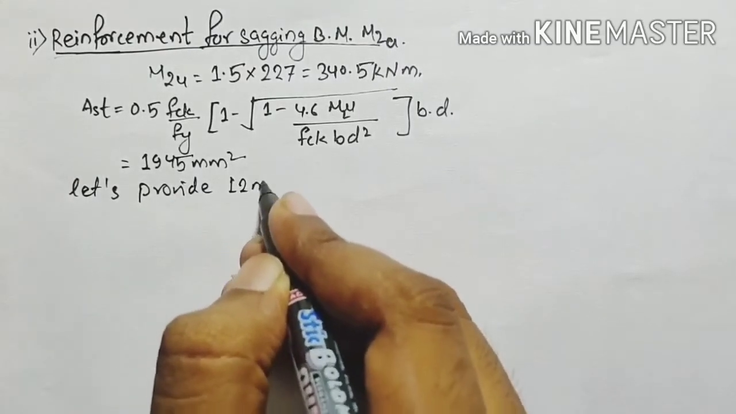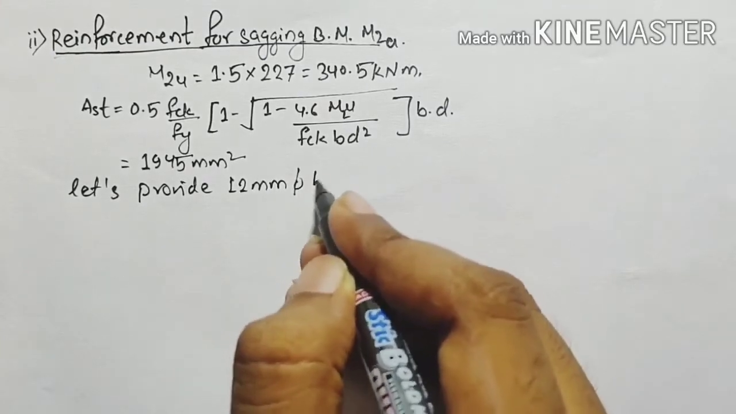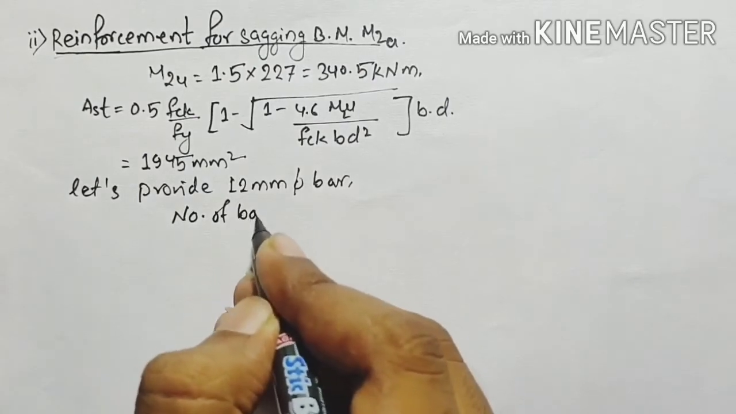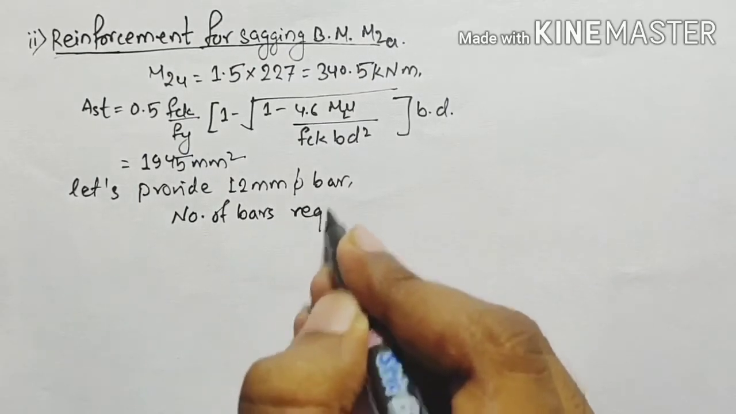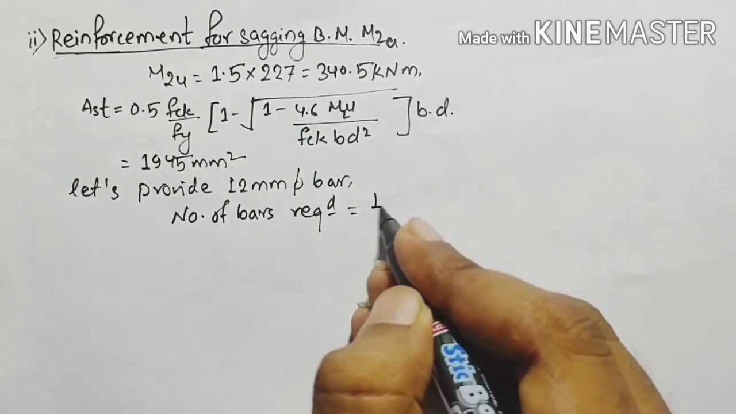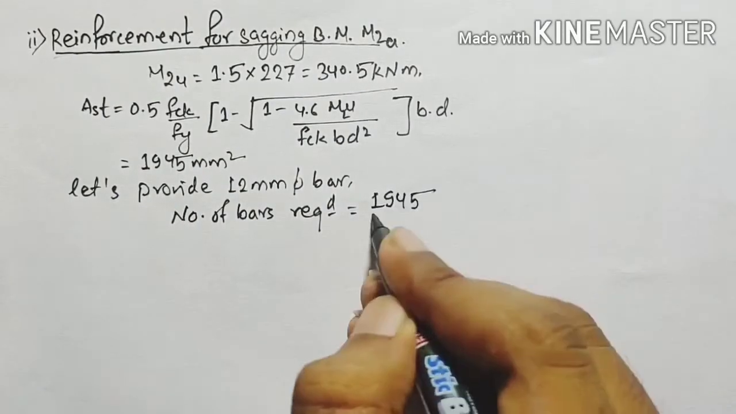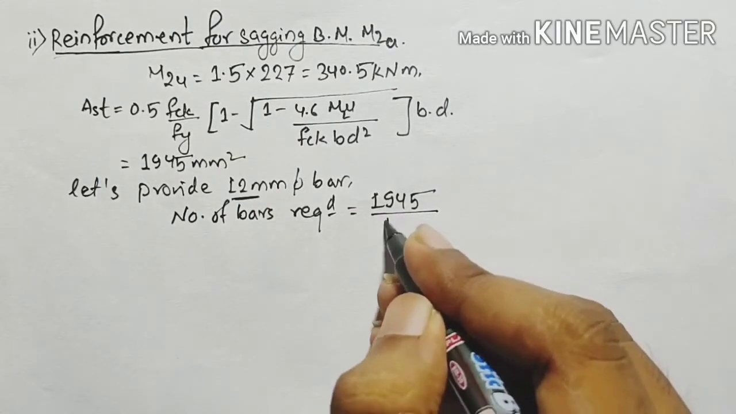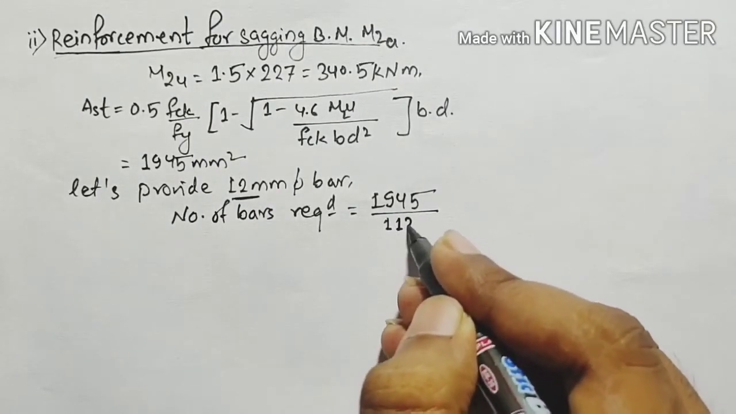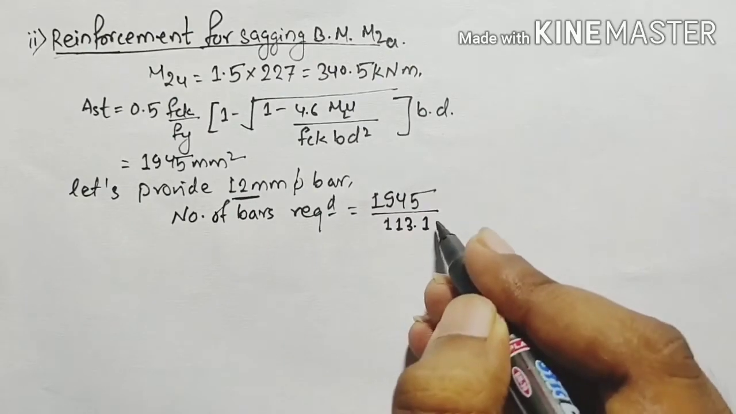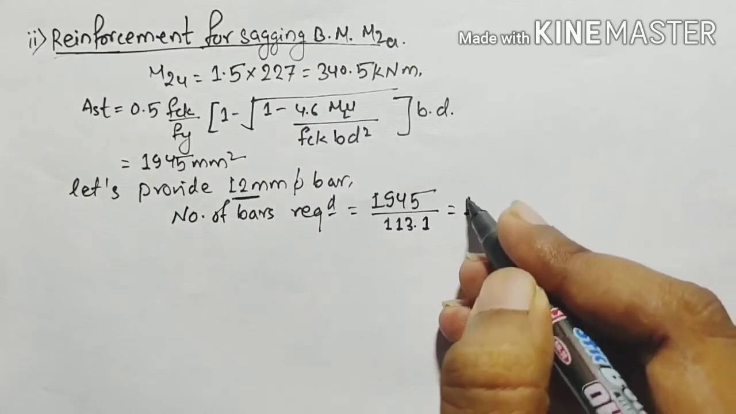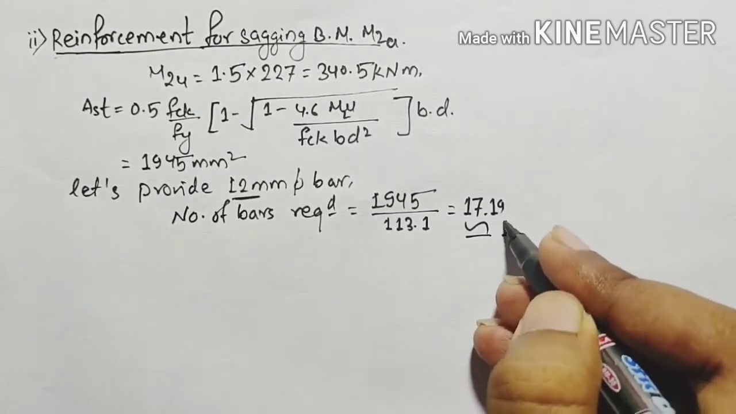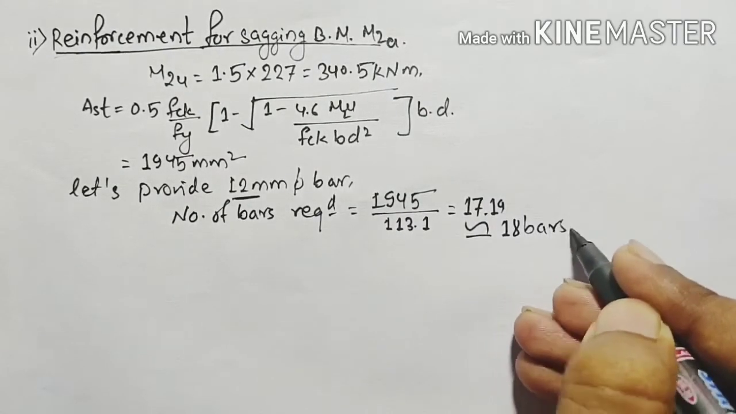Now after finding AST, let's provide 12 millimeter dia bars. The number of bars required will be equal to the total AST 1945 millimeter square divided by AST of 1 bar of 12 millimeter dia, which is 113.1 millimeter square, and after solving this we will get 17.19, which will be approximately equal to 18 bars.